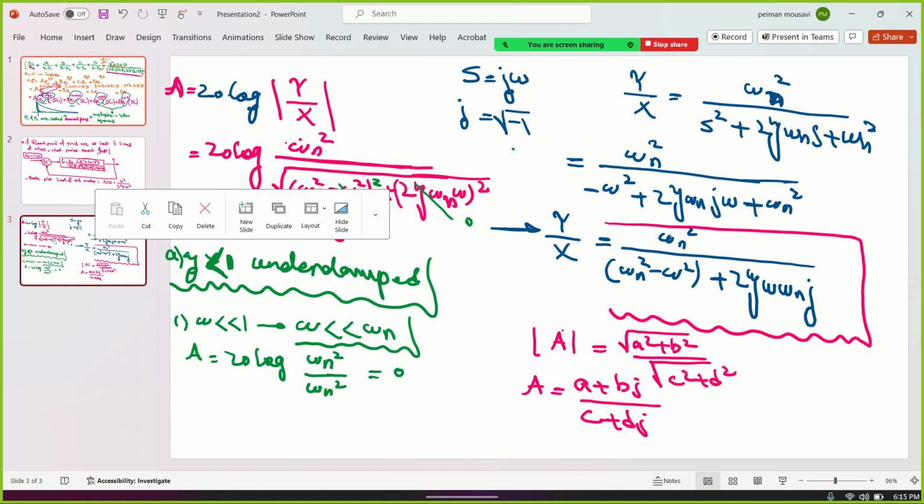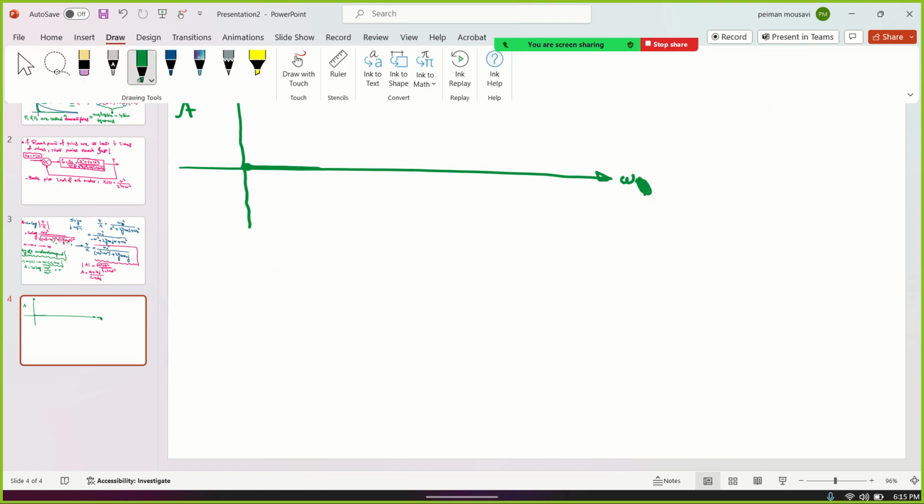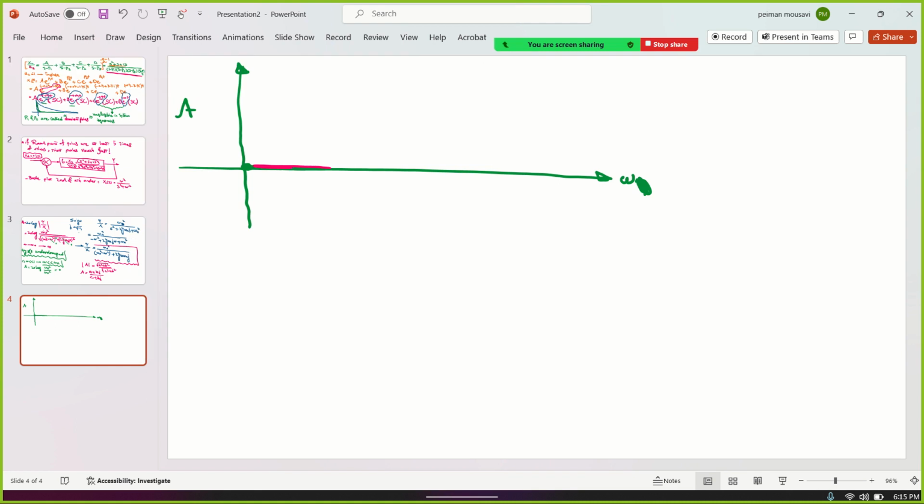Let me go back to the plot. Then I'm gonna move everything to MATLAB. Omega, and this is A. So for low frequency, everything is 0. As I plot it here, for low frequency, everything is 0. Here we go.